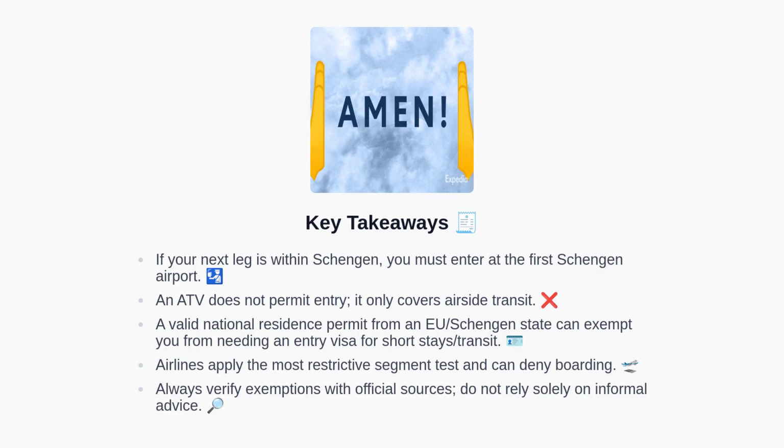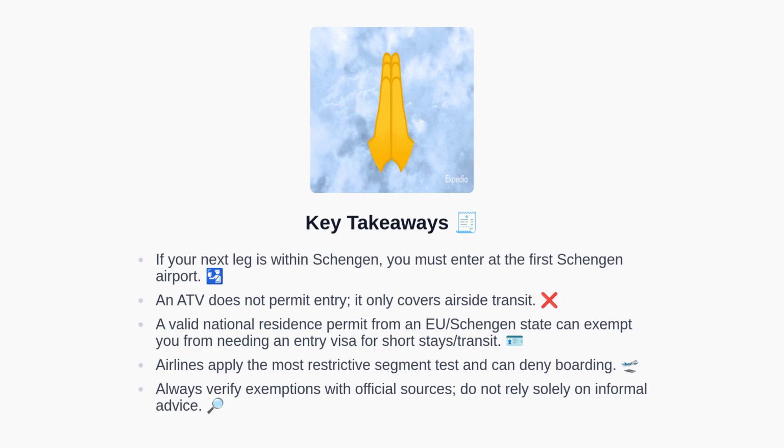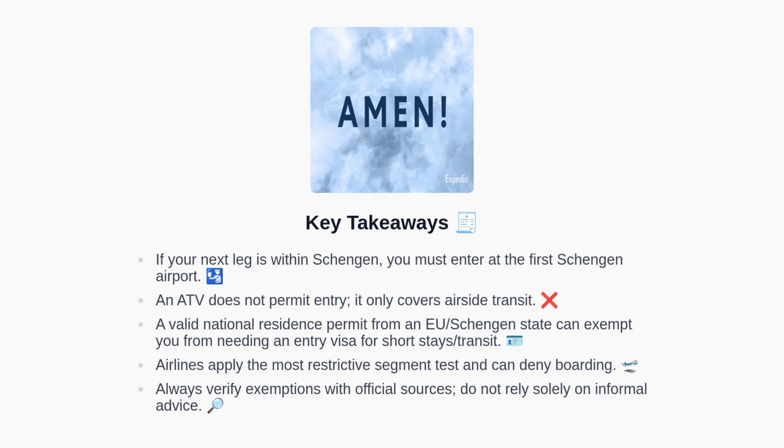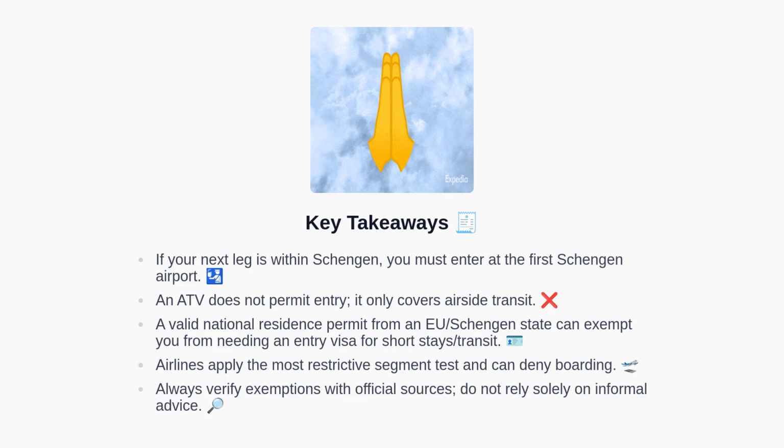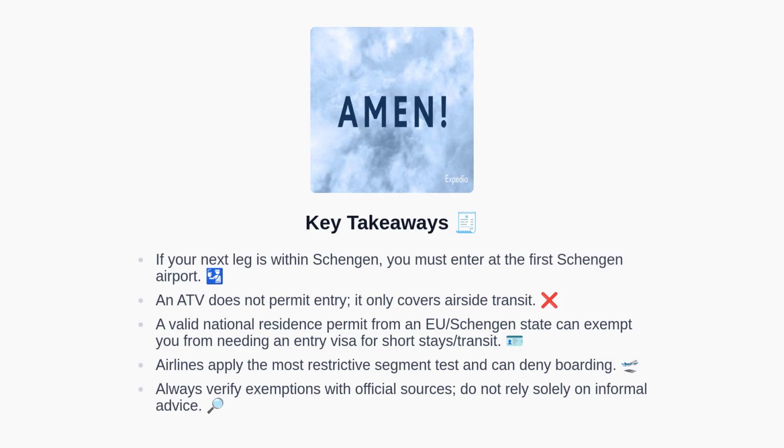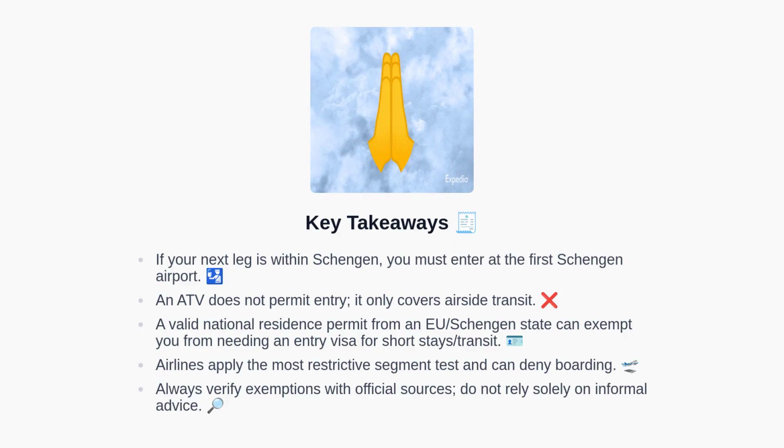To recap, domestic Schengen connections require entry at the first Schengen airport. An airport transit visa does not allow entry and is inadequate for such itineraries. A valid national residence permit from an EU or Schengen member state can exempt you from needing a Schengen entry visa for short stays or transit, provided it is valid and recognized. Airlines evaluate the most restrictive segment and can deny boarding if you lack proper documentation. Always confirm the current rules with official sources from the country of entry.